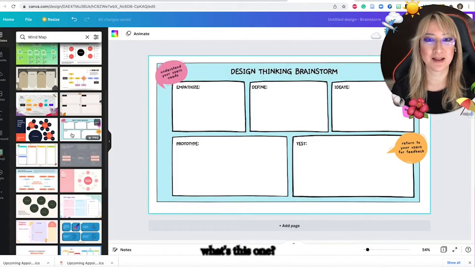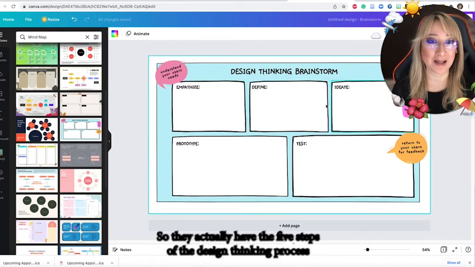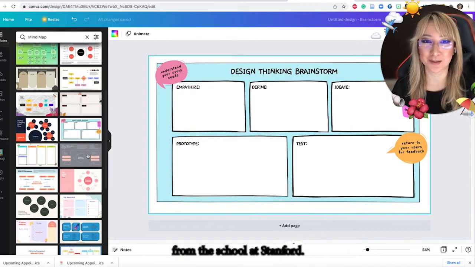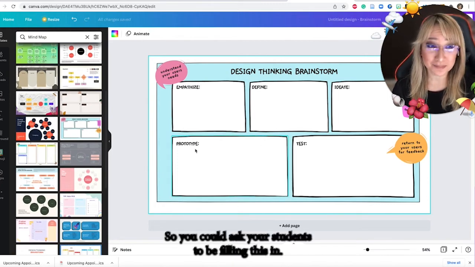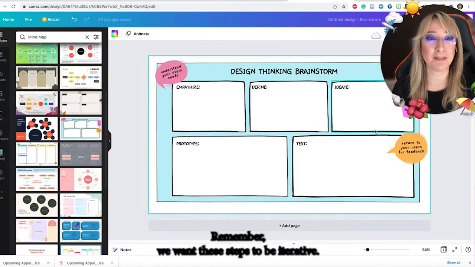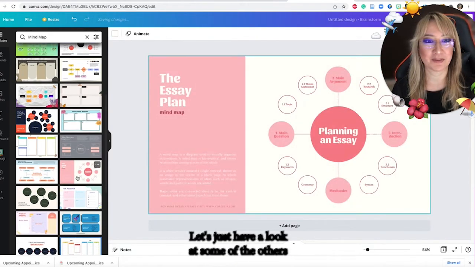What's this one? Design thinking brainstorm. So they actually have the 5 steps of the design thinking process from D School at Stanford. So you could ask your students to be filling this in. Remember, we want these steps to be iterative, and so there should be arrows going back and forth everywhere. Let's just have a look at some of the others.